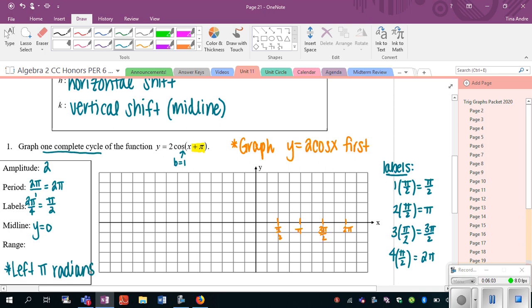So I'm going to start with, let me go ahead and get some labels on the left-hand side. So this is going to be negative pi over 2. This will be negative pi, negative 3 pi over 2, and negative 2 pi. And I'm going to go ahead and start with my cosine, y equals 2 cosine x. So I'm starting at the x-axis.